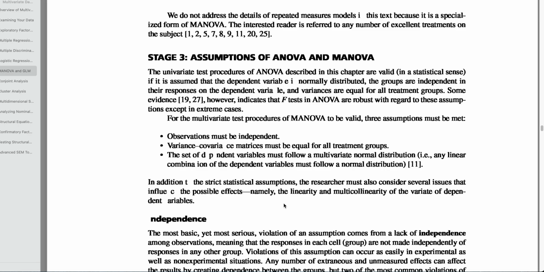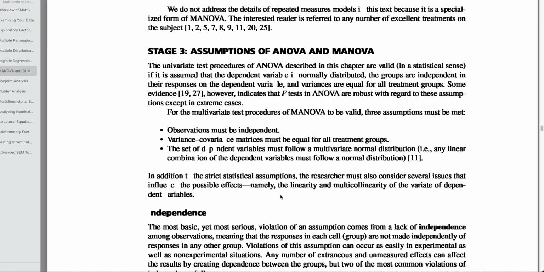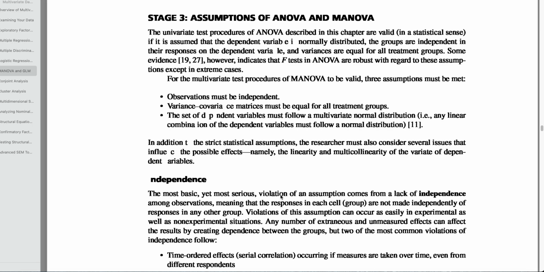For the multivariate test procedure of MANOVA to be valid, three assumptions must be met. Observations must be independent. The variance-covariance matrix must be equal for all treatment groups. The set of dependent variables must follow a multivariate normal distribution, that is, any linear combination of dependent variables must follow a normal distribution. In addition to statistical assumptions, the researcher must also consider several issues that influence the possible effects, namely the linearity and multicollinearity of the variate of dependent variables.